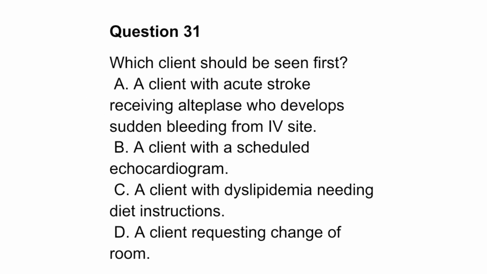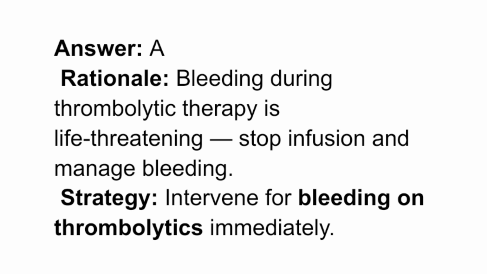Question 31. Which client should be seen first? A. A client with acute stroke receiving alteplase who develops sudden bleeding from foresight. B. A client with a scheduled echocardiogram. C. A client with dyslipidemia needing diet instructions. D. A client requesting change of room. Answer, A. Rationale: bleeding during thrombolytic therapy is life-threatening, stop infusion and manage bleeding. Strategy: intervene for bleeding on thrombolytics immediately.